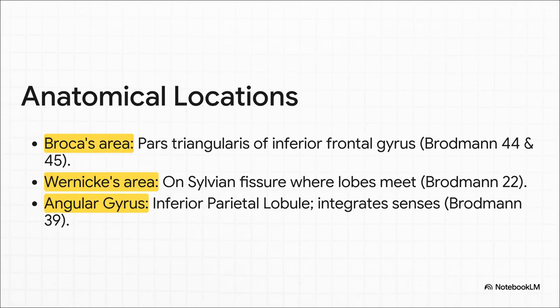First up, Broca's area. Its precise address is the pars triangularis of the inferior frontal gyrus, and that corresponds to Brodmann areas 44 and 45. Next, Wernicke's area. You'll find it wrapped around the auditory cortex on the sylvian fissure, right at that junction of the temporal and parietal lobes. That's Brodmann area 22. And finally, the angular gyrus. It's located in the inferior parietal lobule, which makes total sense, given its job of mixing together tactile, auditory, and visual info. This guy is Brodmann area 39.